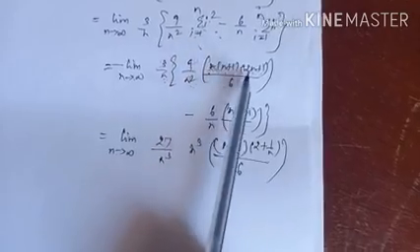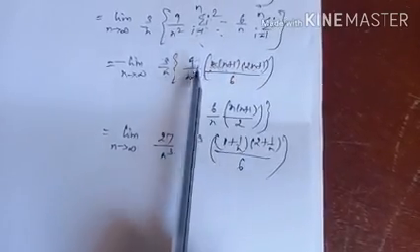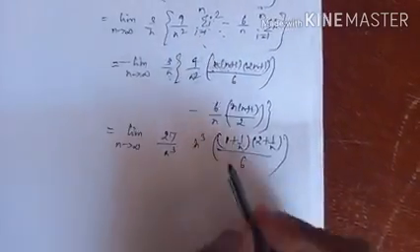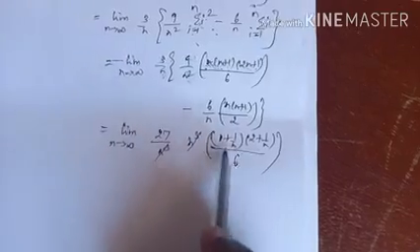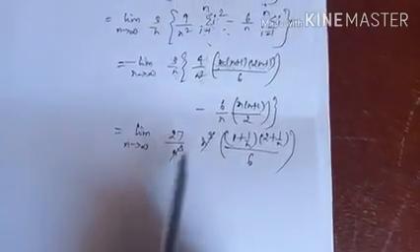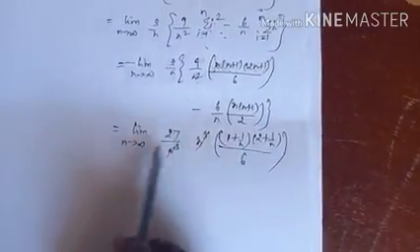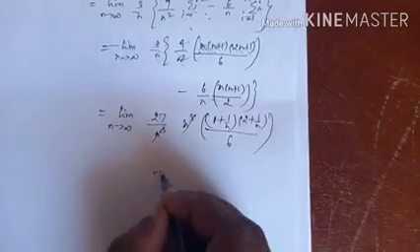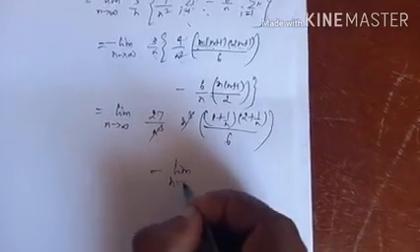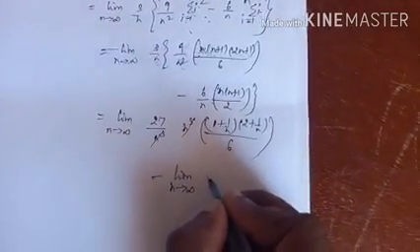If I take n outside, 2 plus 1 by n, it becomes n cube. The n cube and n cube get cancelled, okay? So now the n's are in the denominator, where the limit is ready to substitute. You can readily substitute the limit. Let us multiply 3 by n here, minus limit n approaches infinity.